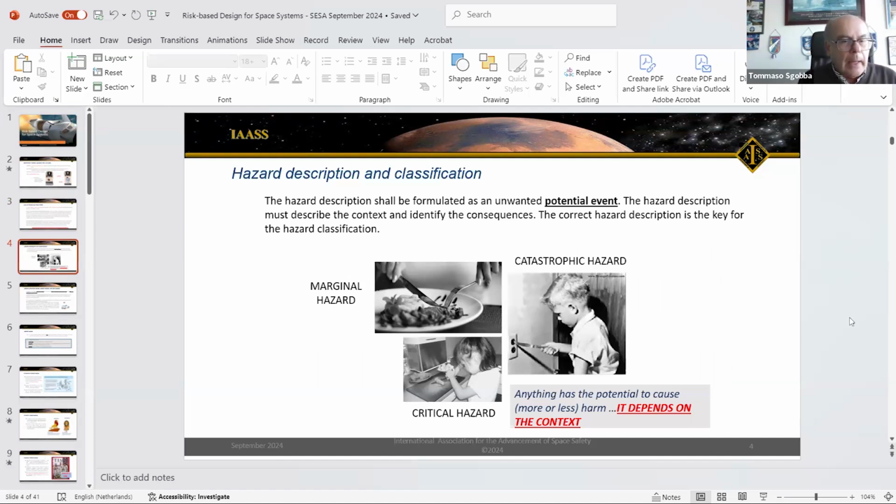Now, as I mentioned, a hazard is not something, but it is an event, okay? So a hazard depends on the context. You see here a knife. The knife itself is not a hazard. It's what we call a hazardous element. Now you need a certain condition around this hazardous element to have what we call a hazard.